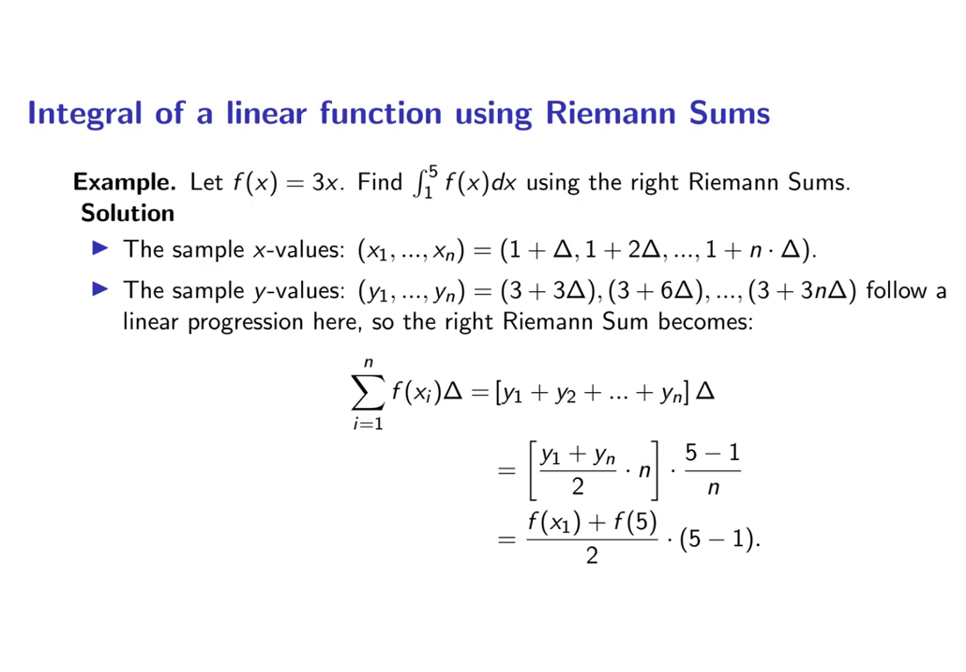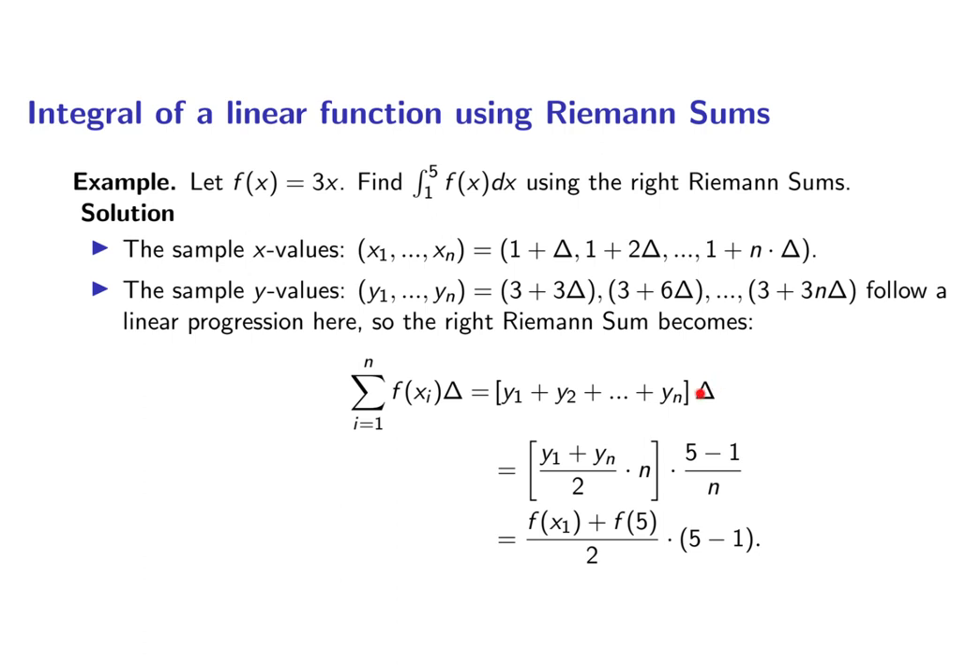Now, since the y values form a linear or arithmetic progression, we know how to compute the sum of such y values. We just need to add the first y value and the last y value and divide by 2, so take the average and multiply by n. This is the same as when we studied series, when we were adding 1 plus 2 plus 3 plus so on plus 100. Okay, the same idea.